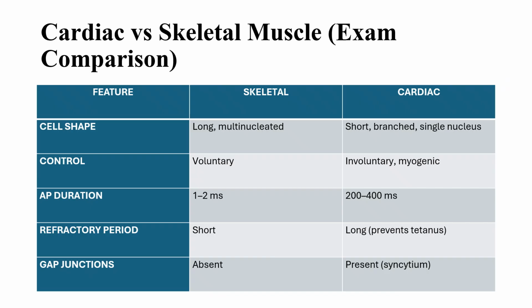Taking a look at this table, we're going to compare the cardiac versus the skeletal muscle. This table summarizes key structure and functional differences that are often tested, not just for recall, but for interpretation. Let's go through them one by one.